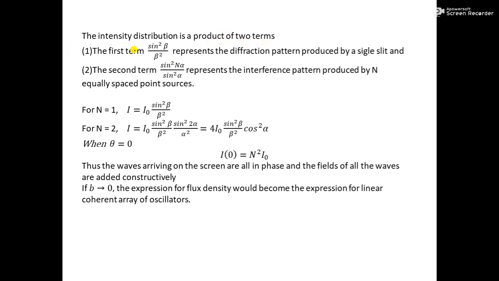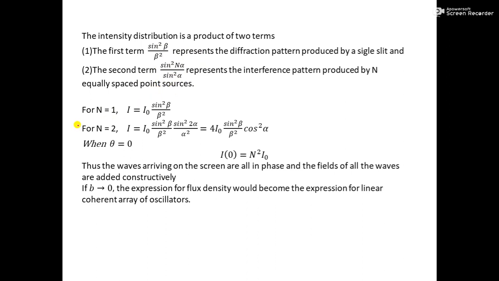The first term, sin square beta by beta square, represents the diffraction pattern produced by a single slit, that we have seen in the last lecture. And the second term, sin square n alpha by sin square alpha, represents the interference pattern produced by n equally spaced point sources. Let us illustrate why the second term is termed the interference term.